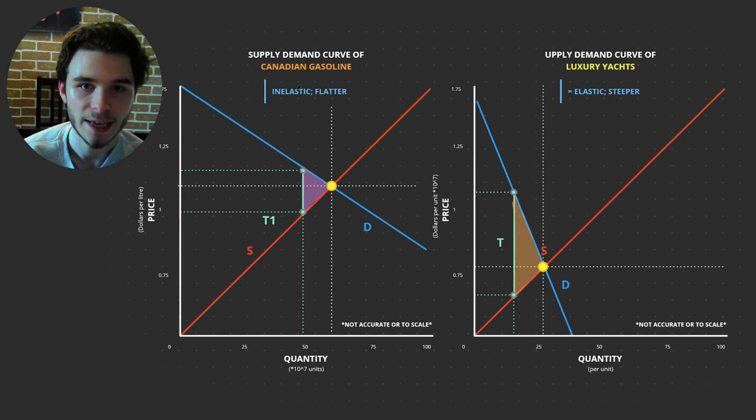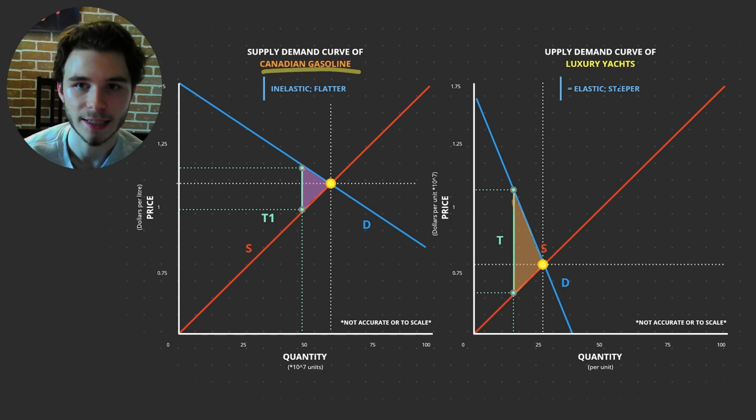Let's compare, say, gas and luxury yachts. Gas has a relatively inelastic demand. People simply need it. There are not many substitutes. So even when a tax is imposed, people will continue to buy gas, meaning the deadweight loss is relatively small.